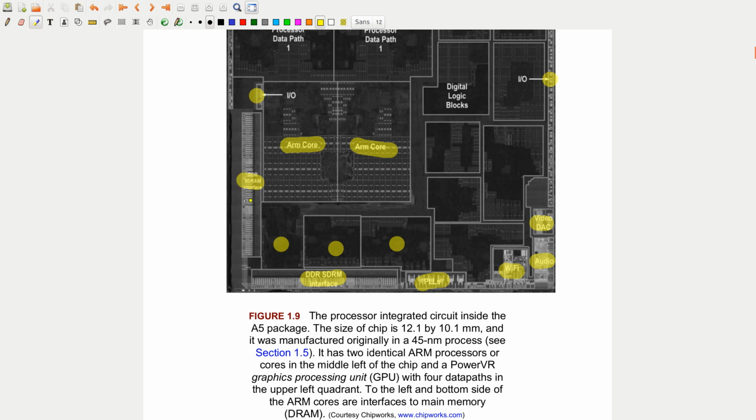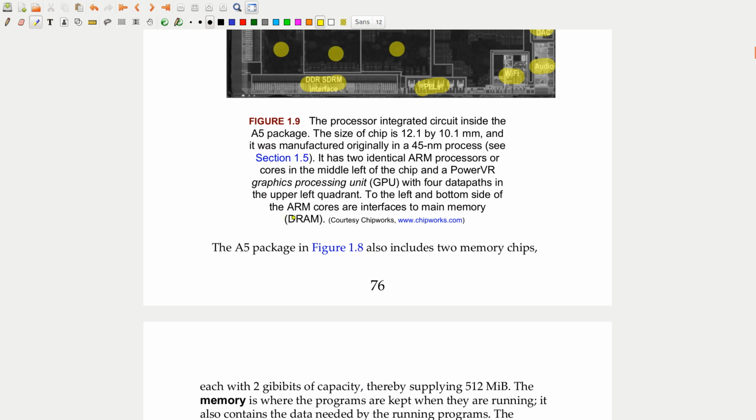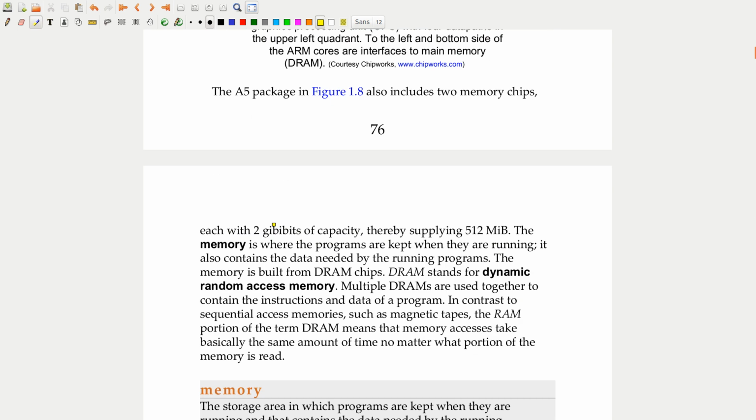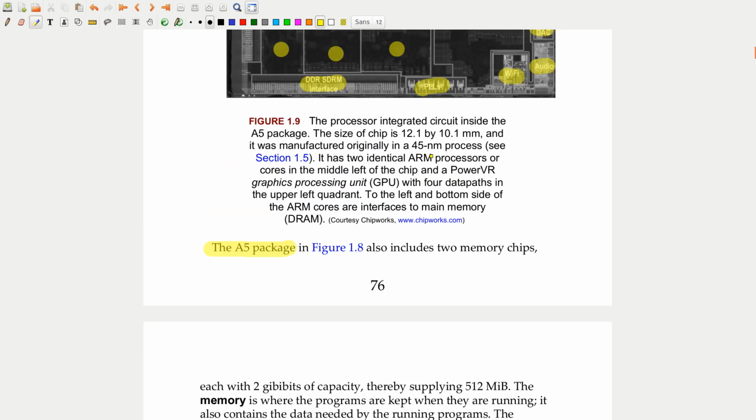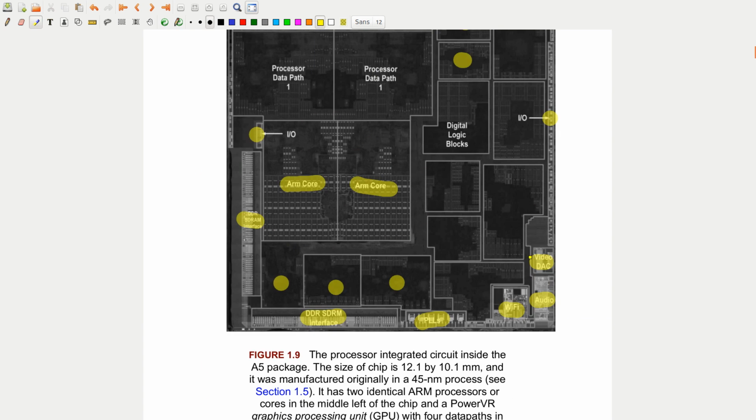And here we have more memory, more double data rate SDRAM interface. Okay, let's see, what else have we got? So this is, like I said, this A5 package, this ARM processor used by Apple, which, like we said previously, is for the iPad 2, I think is what they said.